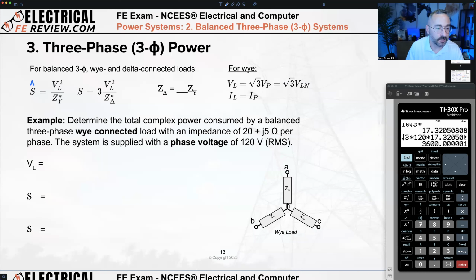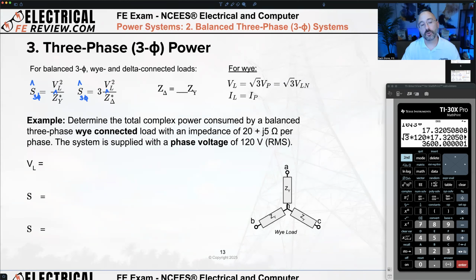This is complex three-phase power equals the square of the line voltage divided by the conjugate of the Y impedance. This is a complex number. The voltage is just a magnitude. Or complex three-phase power equals 3 times the square of the line voltage, once again, divided by the conjugate of your complex delta impedance. When you get to the P exam, there's also another set of formulas, S equals I squared times Z. This is just the voltage version of these formulas.